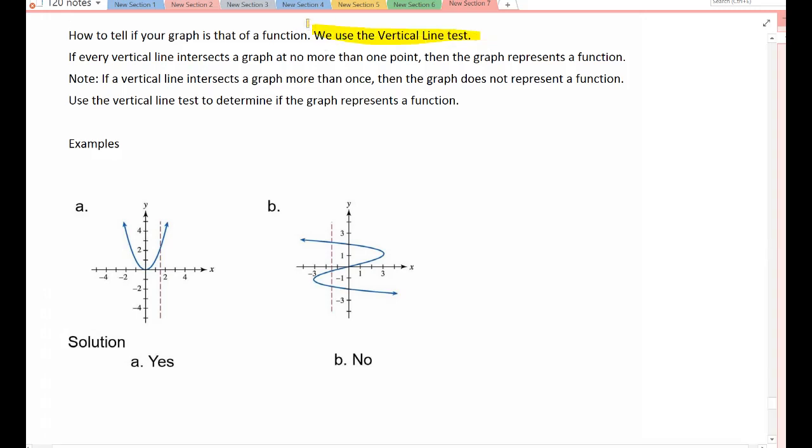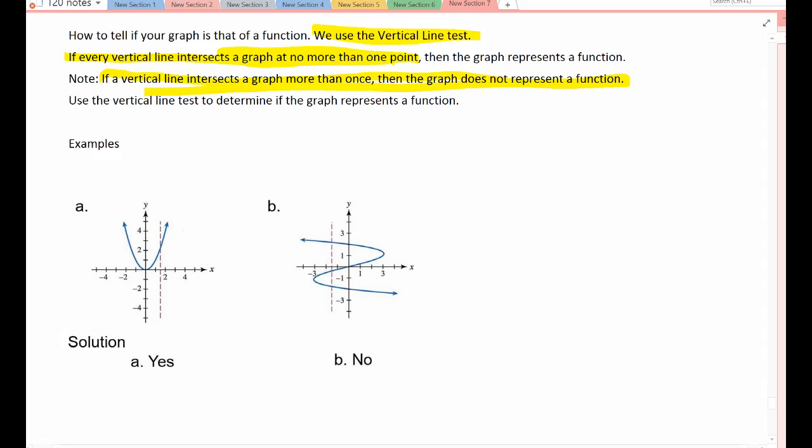The vertical line test is, if I've graphed my function, and if I can take any vertical line, and it only ever hits my graph at the most one time, so it can either hit it one time or no times, then it's a function. If the vertical line hits it more than once, it's not a function, because there are two or more y values paired with one x value, which makes it fail the definition of a function. It's still a relation, but it's not a function. Alright, so here's a couple of examples.